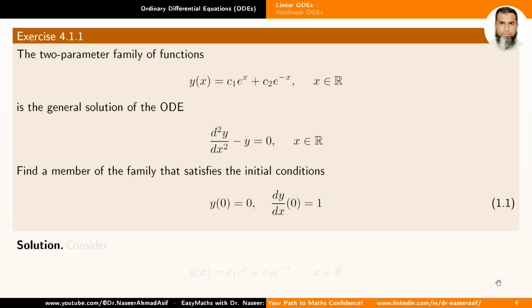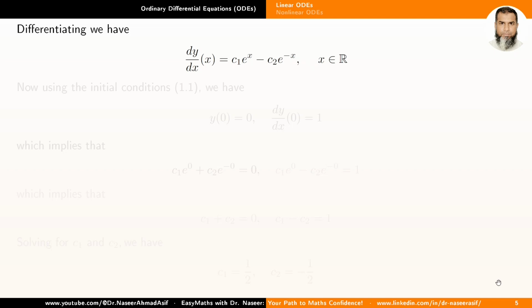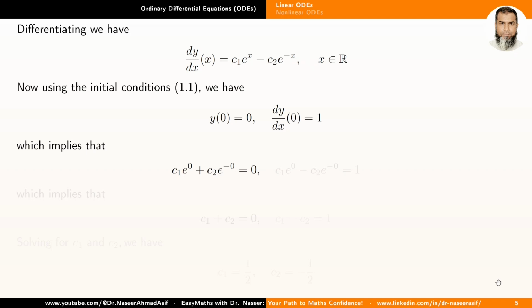Well, see solution. Consider y of x equals c1 exponential x plus c2 exponential minus x, where x belongs to R. Differentiating, we have dy by dx of x equals c1 exponential x minus c2 exponential minus x, where x belongs to R. Now, using the given initial conditions 1.1, we have y of 0 is equal to 0, dy by dx of 0 is equal to 1. So c1 exponential 0 plus c2 exponential minus 0 is equal to 0, and c1 exponential 0 minus c2 exponential minus 0 is equal to 1. So c1 plus c2 is equal to 0, and c1 minus c2 is equal to 1.